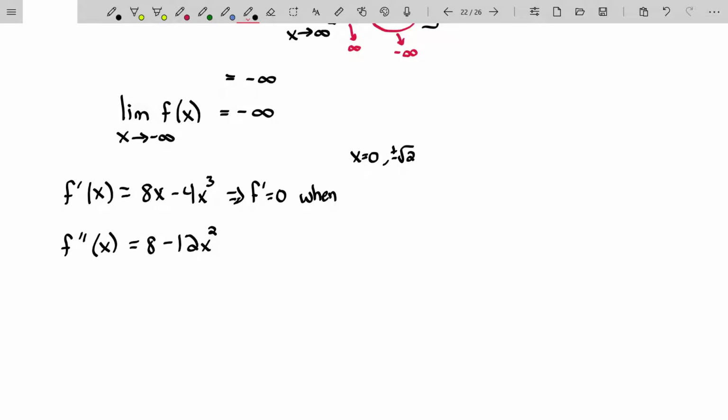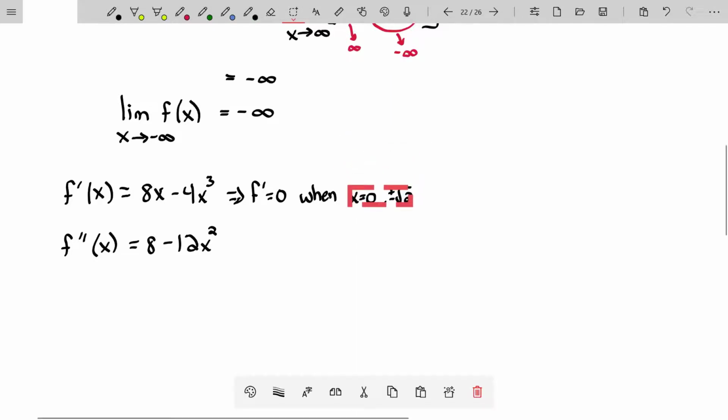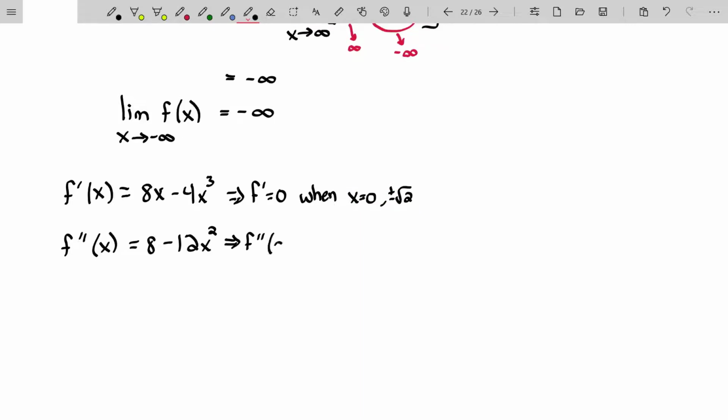Okay, so when x is 0 and x is plus or minus root 2, I'll just grab that and move that down here. And f double prime is 0 when, and again, if you were to solve this right here, you would get x equals plus or minus root 2/3. Okay, so I found my first and second derivative. Now what am I going to do? I'm going to make sign charts, and I'm going to plot where these derivatives equal 0 or where they don't exist.